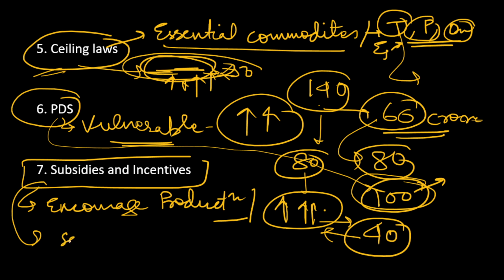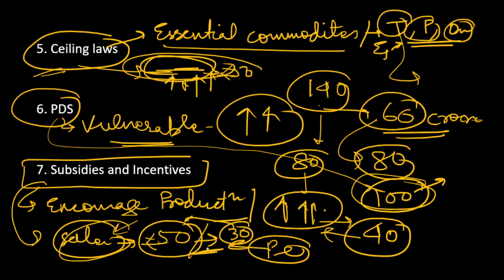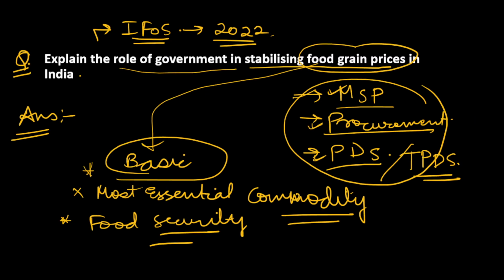Suppose there is a seller who is selling a grain at 50 rupees per kg, and the citizens are not able to afford this. What the government will do through subsidies is reduce the price to 30 rupees per kg, and this extra 20 rupees it will provide to the seller to sell this grain at 30 rupees per kg. So these types of subsidies and incentives are also used so that the prices are maintained and there are no extreme fluctuations. So these are some of the points I have mentioned through which the government stabilizes food grain prices in India.